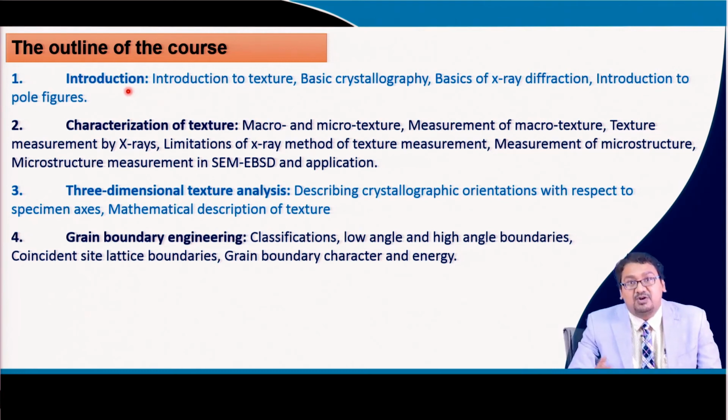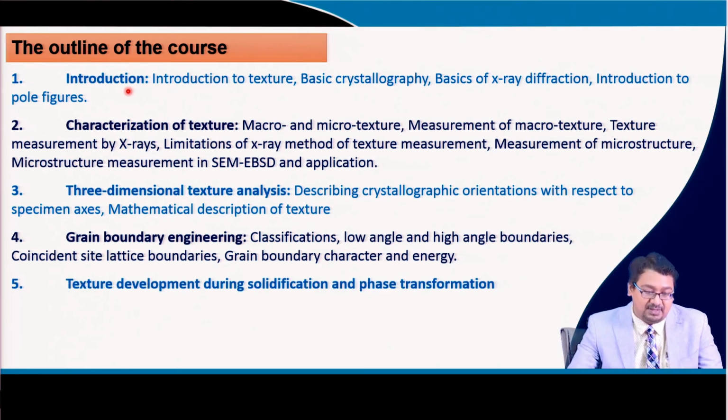Fourth, grain boundary engineering. Here we will classify the types of grain boundaries, which will include geometrically necessary boundaries that are low angle boundaries and the grain boundaries which are high angle boundaries, coincident site lattice boundaries which are special boundaries with low energies, and then we will go to grain boundary character and energy classifications.